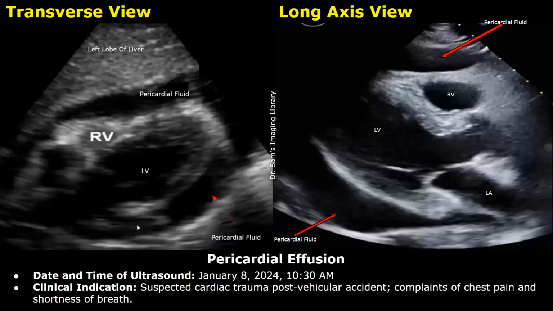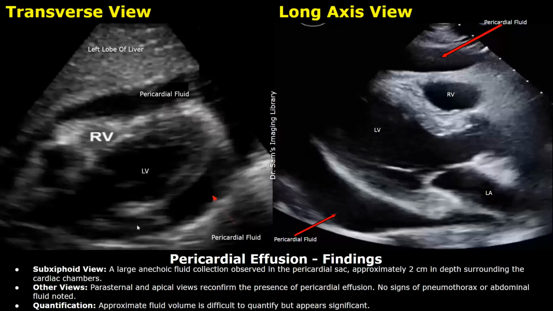It is important to write the time of ultrasound. It is very important to write this time in a FAST scan report. The date is January 8, 2024 and the time of scan is 10:30 a.m. Clinical indication: suspected cardiac trauma, post-vehicular accident, complaints of chest pain and shortness of breath.